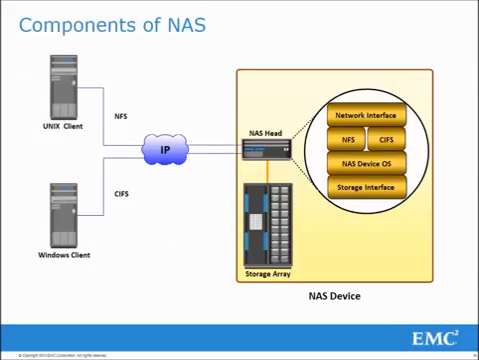Components of NAS. A NAS device has two key components, a NAS head and storage. In some NAS implementations, the storage could be external to the NAS device and shared with other hosts. The NAS head includes the following components. First, CPU and memory. Second, one or more network interface cards or NICs which provide connectivity to the client network. The network type could be Gigabit Ethernet, Fast Ethernet, ATM, or FDDI.